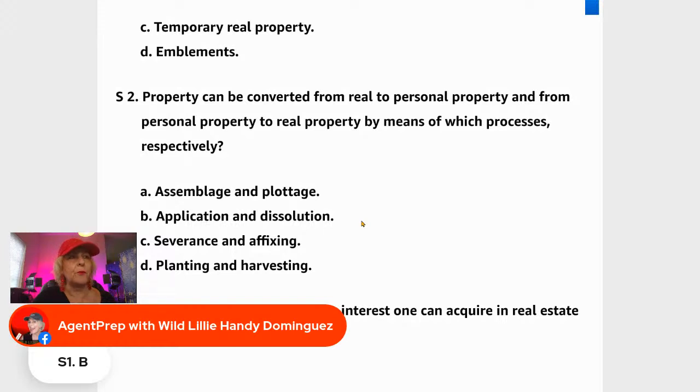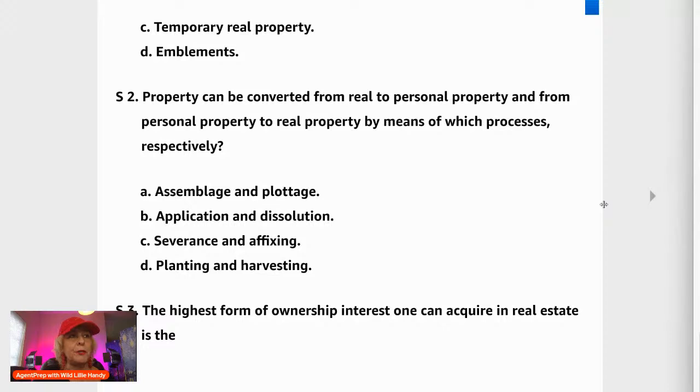Property can be converted from real to personal property and from personal property to real property by means of which process, respectively? So you're converting it from real to personal in that order, and then personal to real. A, assemblage and plottage. B, application and dissolution. C, severance and affixing. Or D, planting and harvesting. So which would it be?